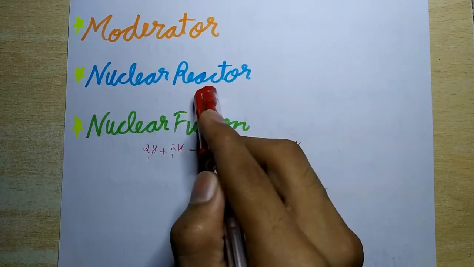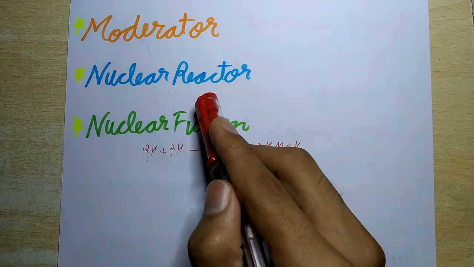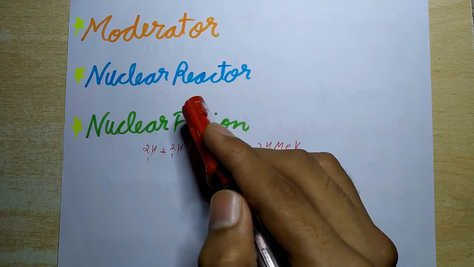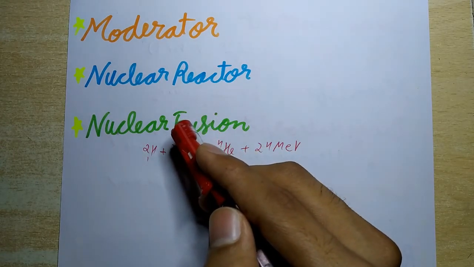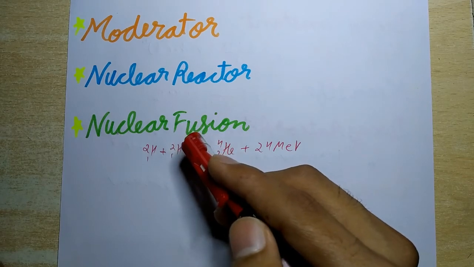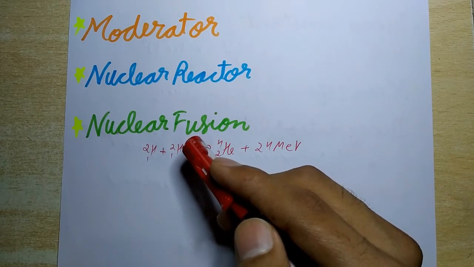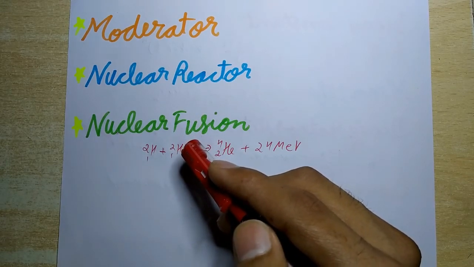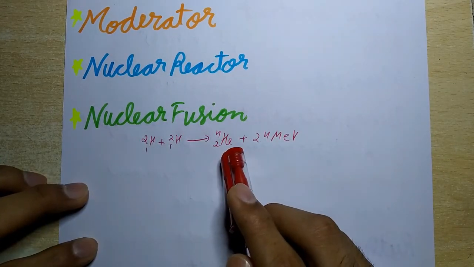Now next is nuclear reactor. It is a device in which a nuclear chain reaction is initiated, maintained and controlled. The reaction is controlled by using neutron absorbing materials like cadmium rods. Now next is nuclear fusion.